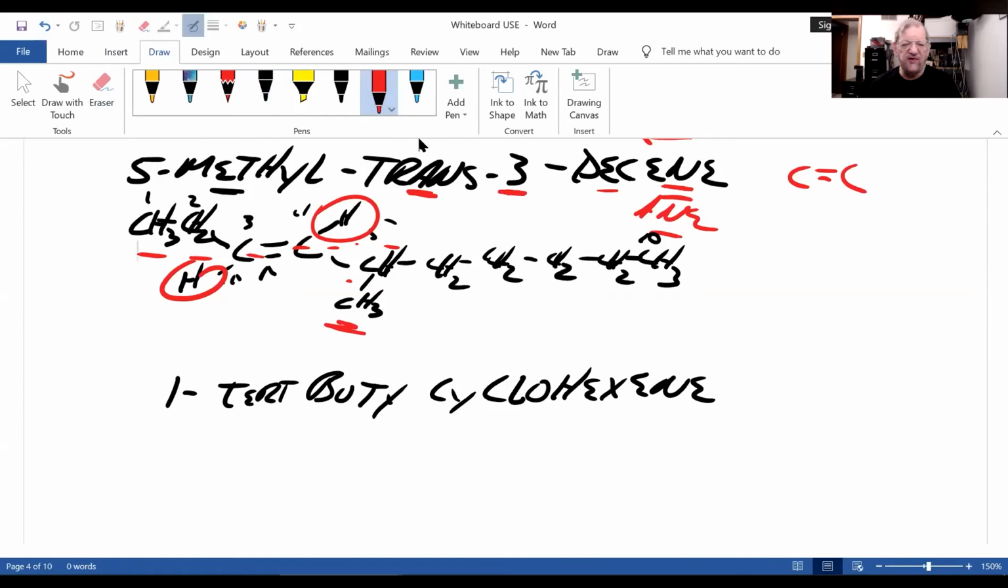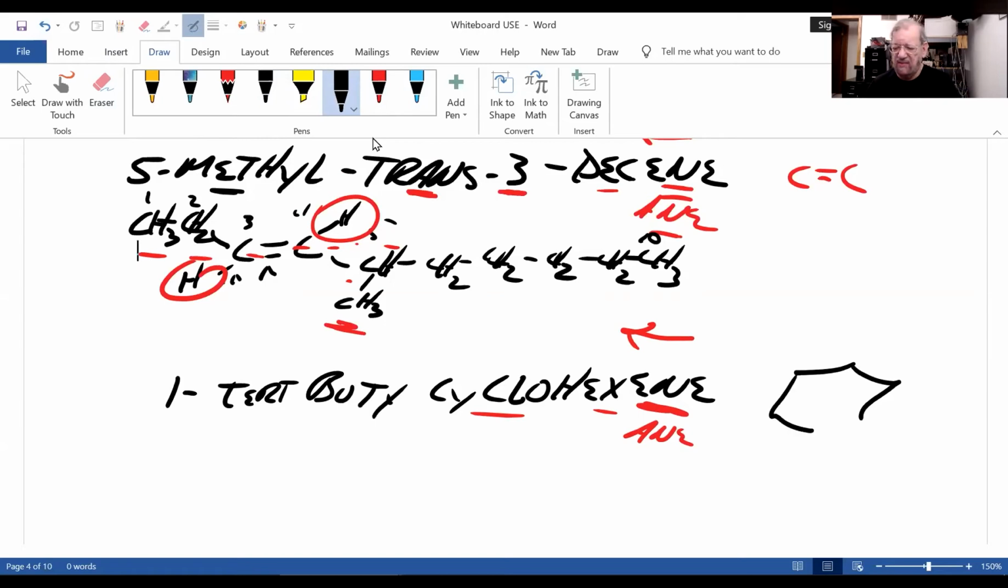If we look at this, how do you draw this? Start from the right, go left. ENE ending, double bond. Cyclohex: if this were ANE, cyclohexane is a ring, and with a double bond, a 6-membered ring. You can put the double bond anywhere. I'm going to do that there. You could have put it between any 2 carbons on here. Then I have a t-butyl group, which I didn't spell right. Now I fixed it.